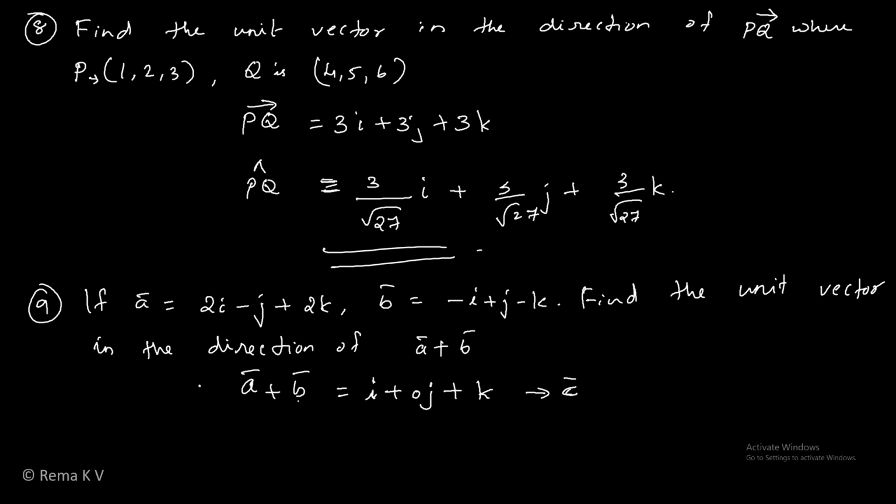Now a unit vector in the direction of A plus B is denoted by C cap, which is equal to C divided by its modulus. The modulus of this vector is root of 1 plus 1. So it is 1 by root 2 i plus 1 by root 2 k. This is a unit vector in the direction of A plus B.